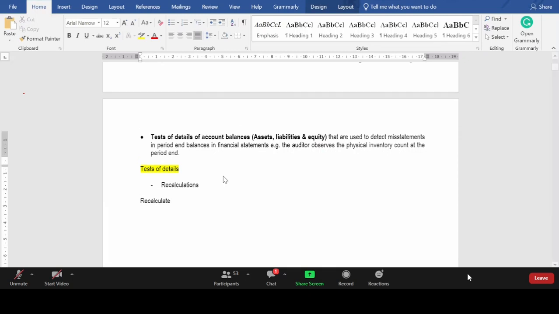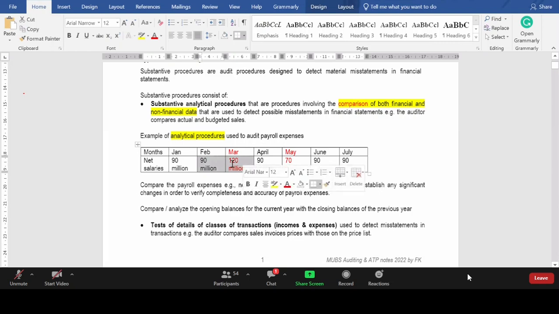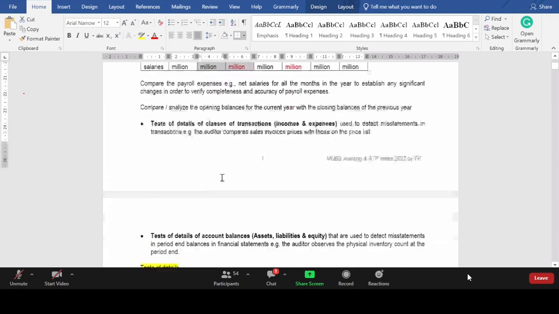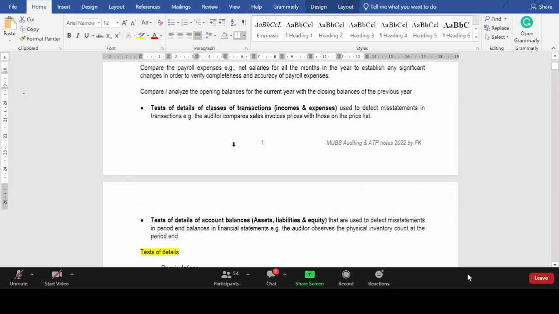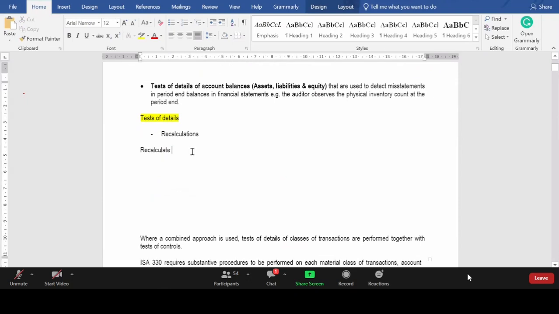Now, for example, if we go with this example, analytical showed us that payroll increased from 90 to 120. We suspect there's a problem here, but also it could be that they hired more workers. It could also be valid, but analytical just pinpoints where the problem could be. There's a significant increase of around 30 million. So we want to test the details and find out what is in this 120. What is that difference? Where is it coming from? So we calculate the payroll expenses.